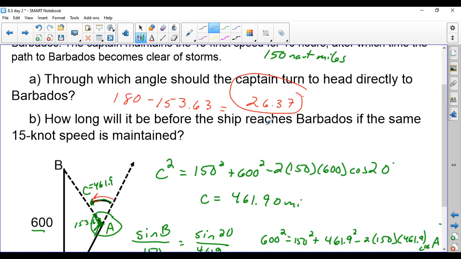How long will it be before the ship reaches Barbados? They have to travel 461.90 nautical miles, and they're going at 15 knots, which is 15 nautical miles per hour. So if I divide that length by 15, I get about 30.79 hours. And those are our two answers.